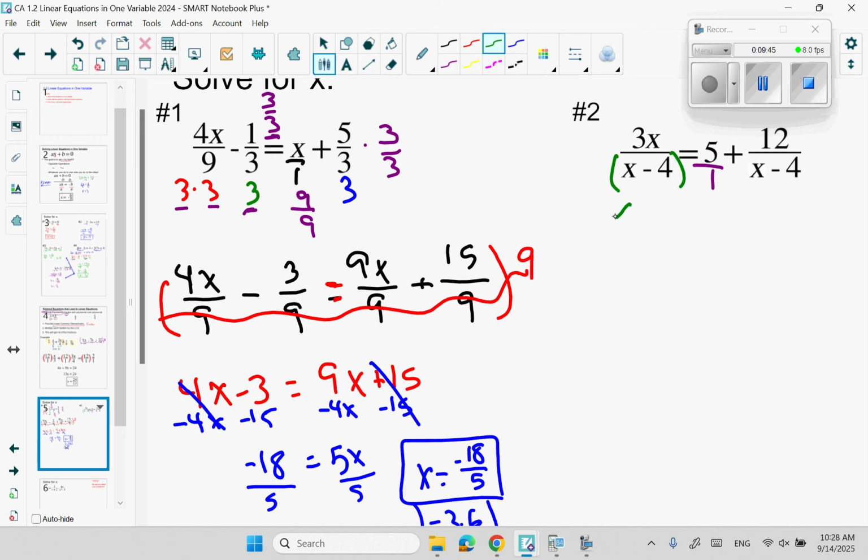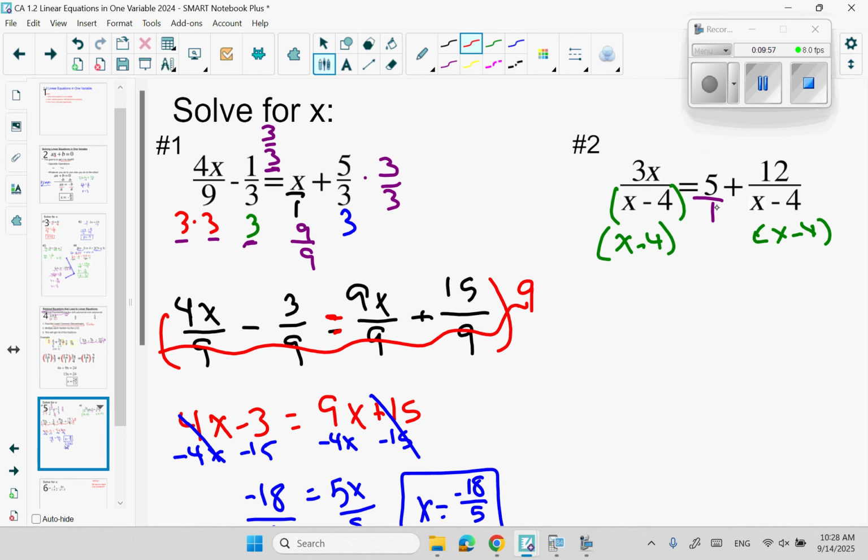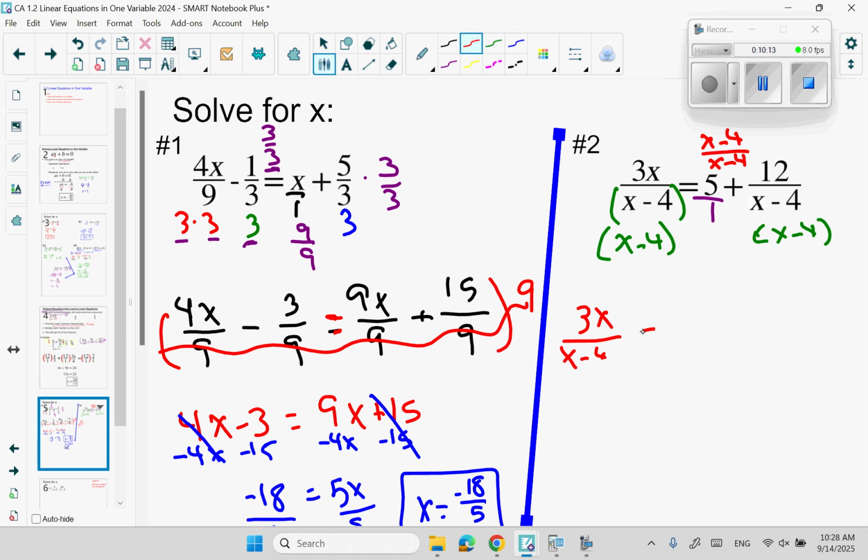So this one has x minus 4 as its factor. This third one has x minus 4, and this middle one just has the 1. So, as it turns out, all I need to do is multiply this fraction by x minus 4 over x minus 4. And the first and third don't need anything. So, we get 3x over x minus 4 equals, I would distribute the 5, so 5x minus 20 over x minus 4 plus 12 over x minus 4.